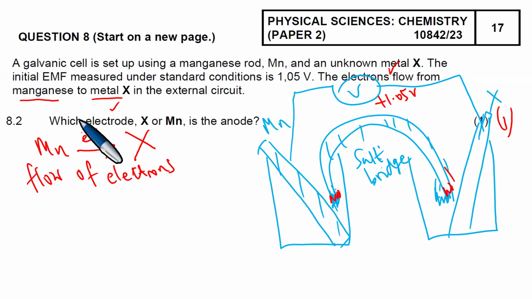Because the electrons, what you are told is that they flow from manganese, and therefore it means that manganese is the anode. Manganese is the anode.